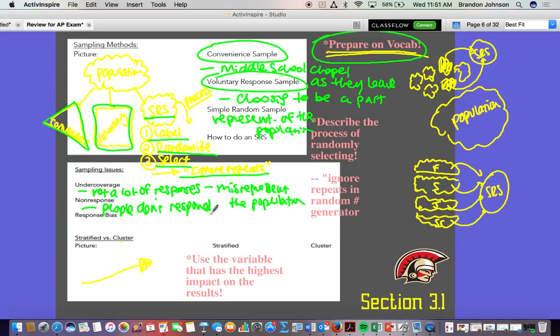Sure. When you say it doesn't have a lot of responses, is that just that it doesn't meet the large counts condition or something? I think that could be part of it for sure. These biases basically relate to one of these two. I think you said that earlier. You're exactly right. So these are the types of ways we sample. This is the bias that comes from these, or could come from these.